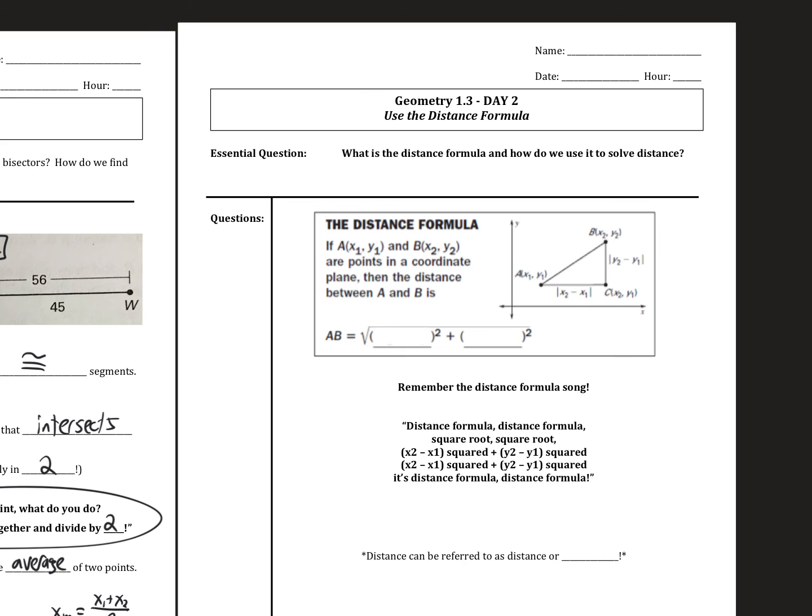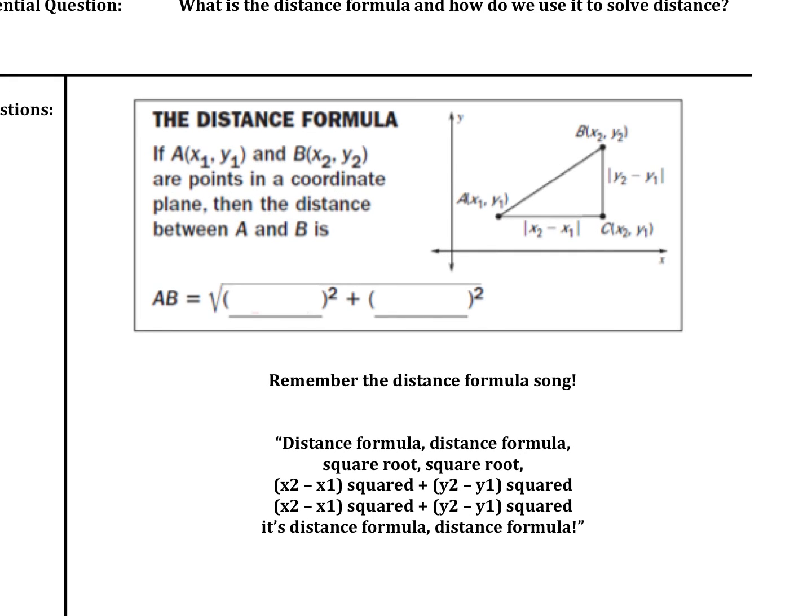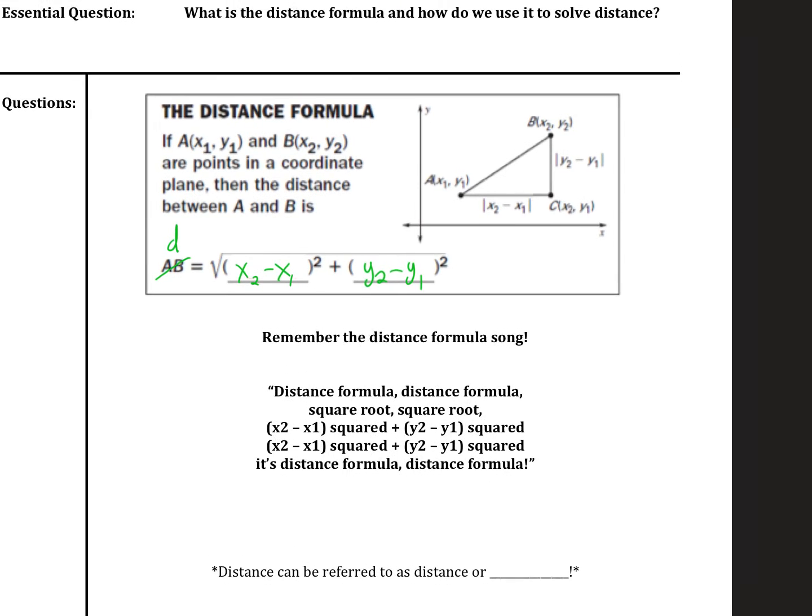Okay, so distance formula, we have this really kind of long and complicated formula. Okay, so AB, distance equals the square root of x2 minus x1 quantity squared plus the quantity of y2 minus y1 quantity squared. Okay? So we have a formula for this.